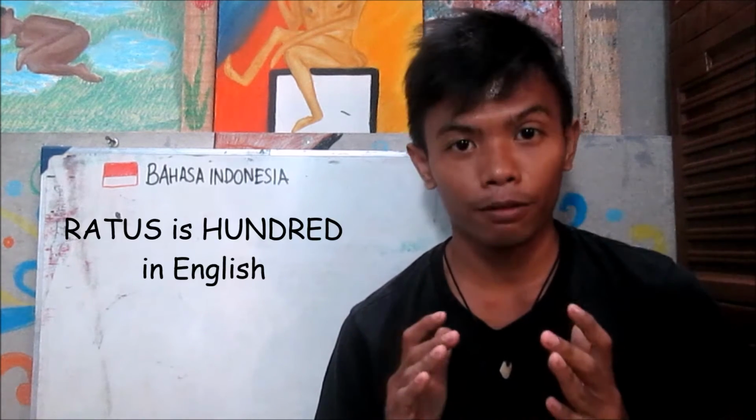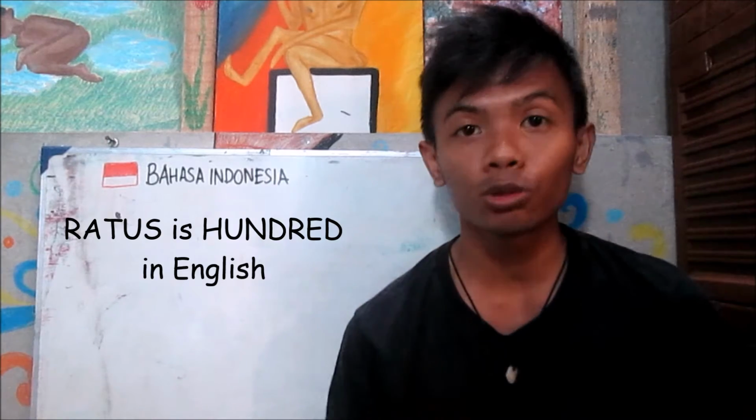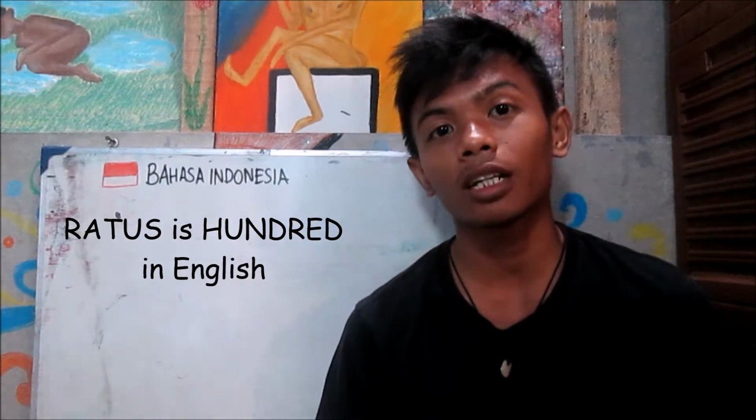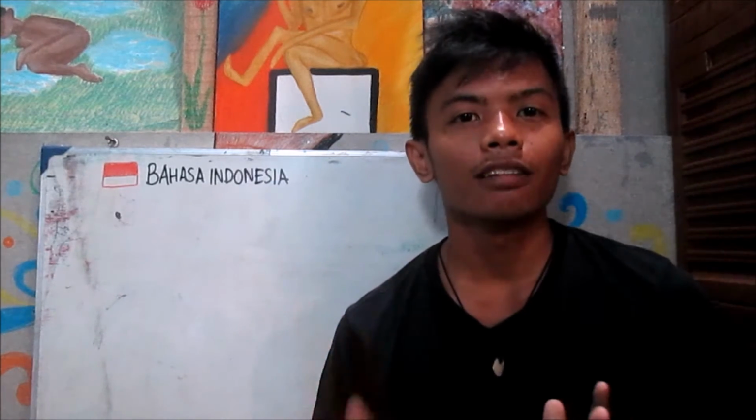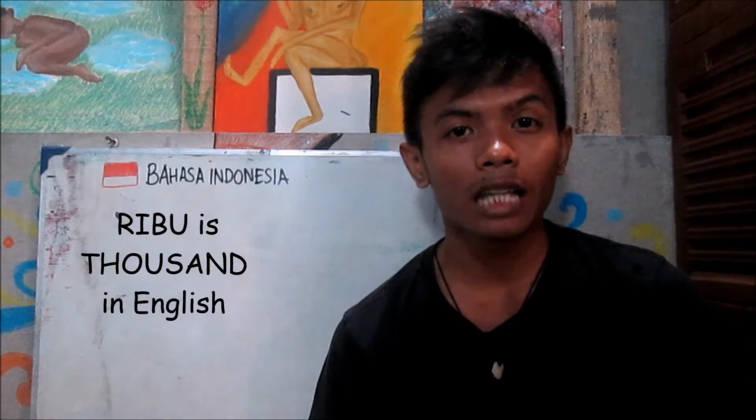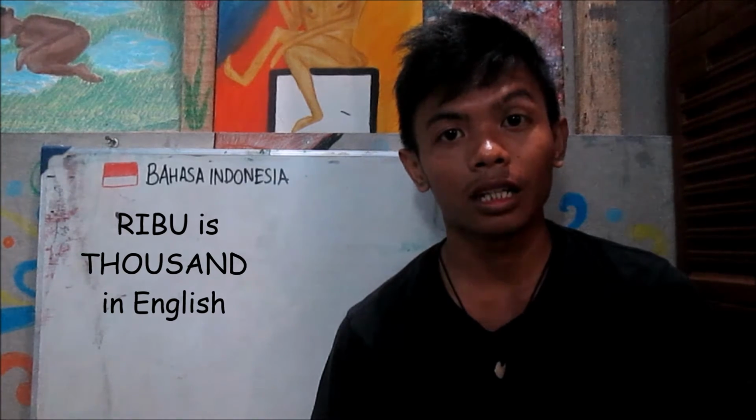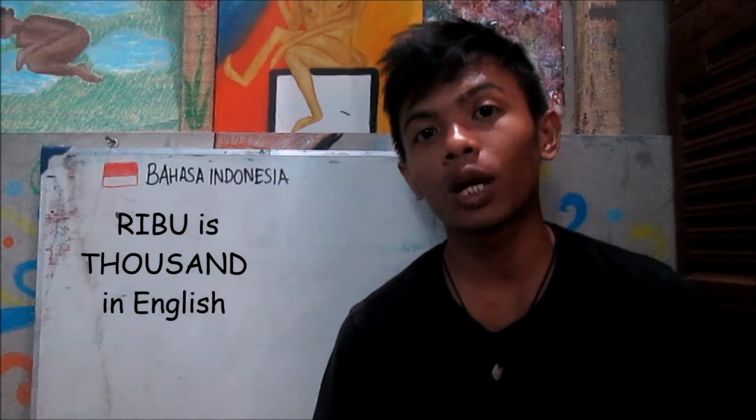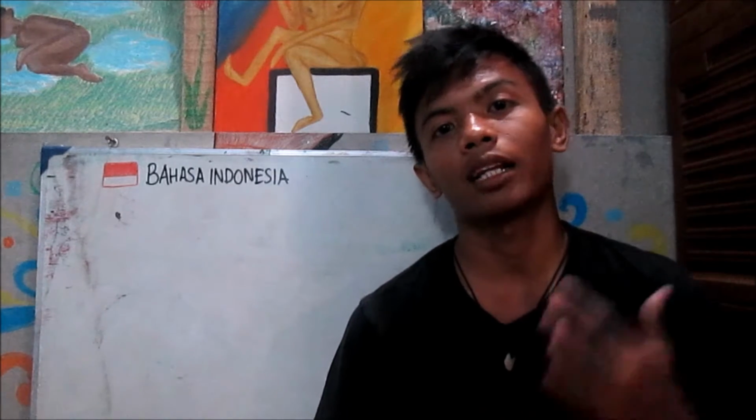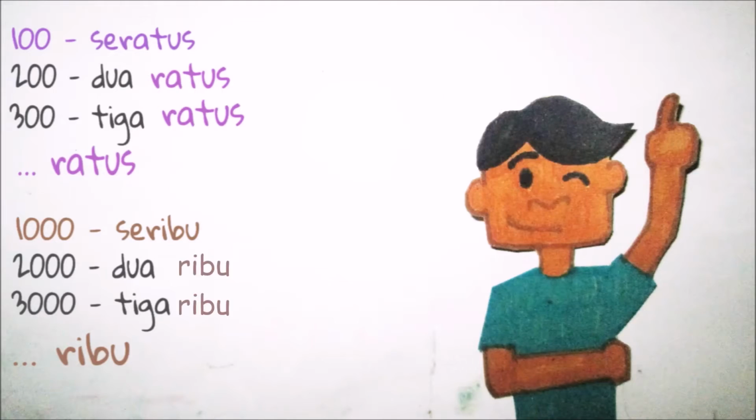And then for 100 we say ratus. So 100 is satu ratus, 200 is dua ratus, 300 is tiga ratus, 400 is empat ratus, and so on. So it's easy, isn't it? And then for the word 1000 we use the word ribu to make it 1000. So 1000, 2000, 3000, 4000, 5000, and so on.